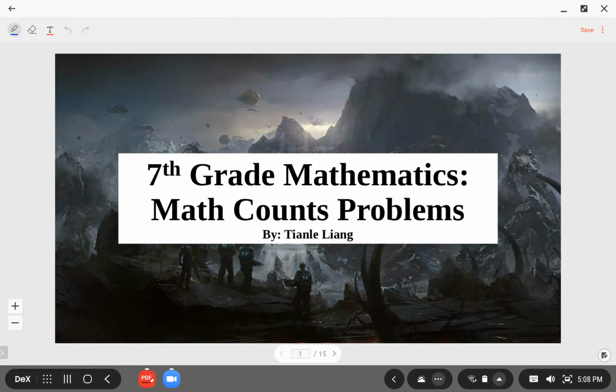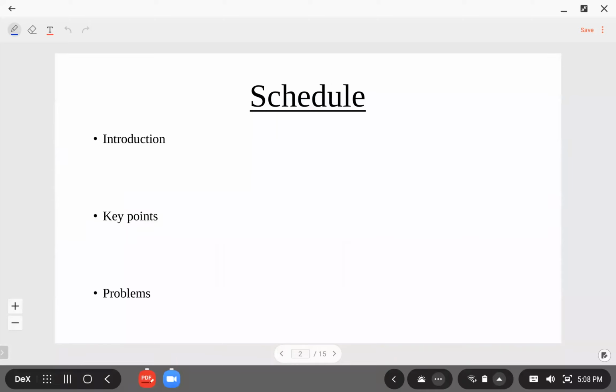But anyways, it's going to be Math Counts problems. And if you haven't heard of Math Counts, it's a math competition. I'll talk about that later. In our schedule today, it's going to be first introducing you to Math Counts. It's a nationwide math competition, and I'm going to talk about the key points of how to solve these problems, and then we're going to look at some problems because the fastest way to learn things is actually doing them.